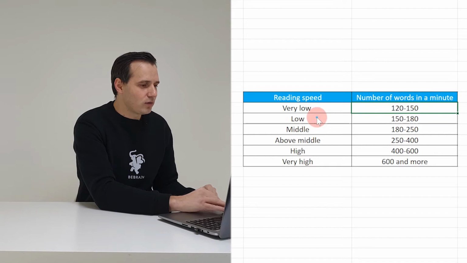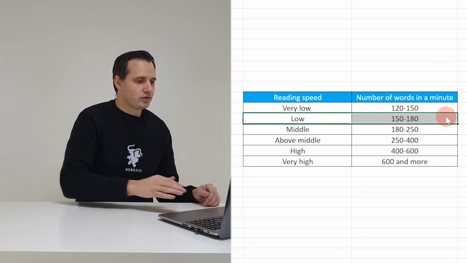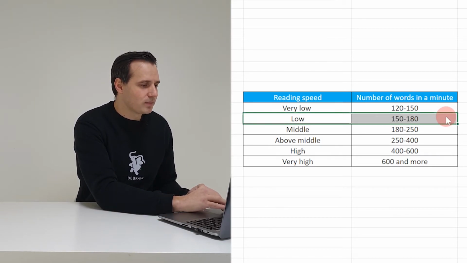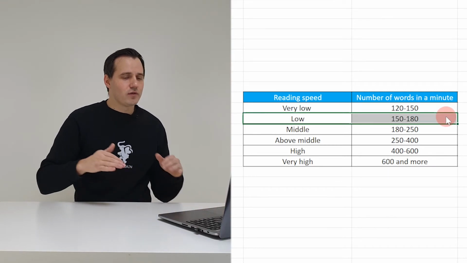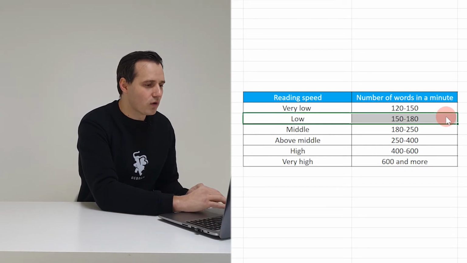A low level of reading is from 150 up to 180 words. But if you read, for example, technical literature, either a chemistry or physics textbook, with unfamiliar terminology, it's quite normal. Moreover, in this case it will be a high speed, because sometimes we need to slow down for better understanding, and as you remember, understanding is at the forefront.